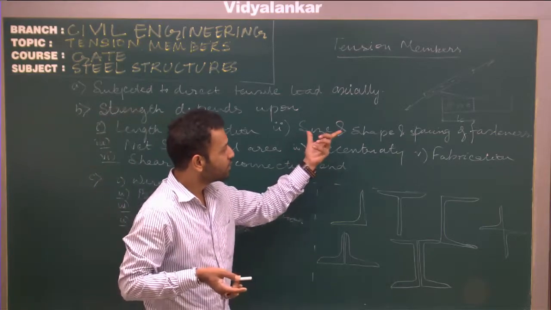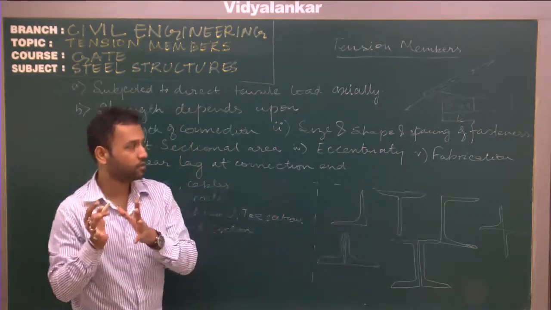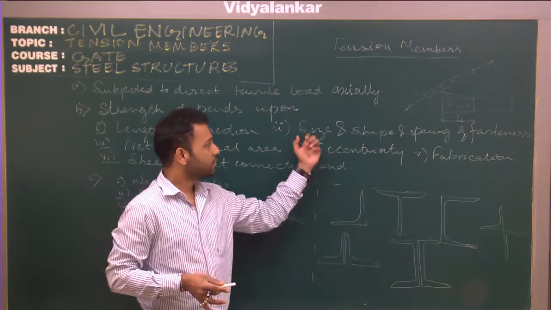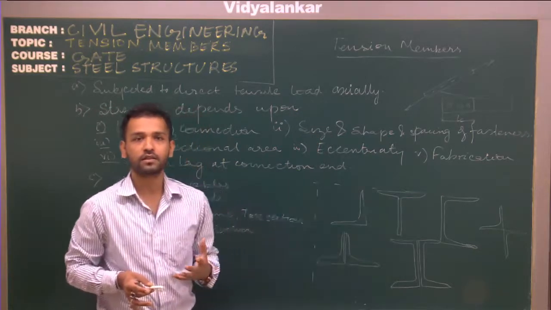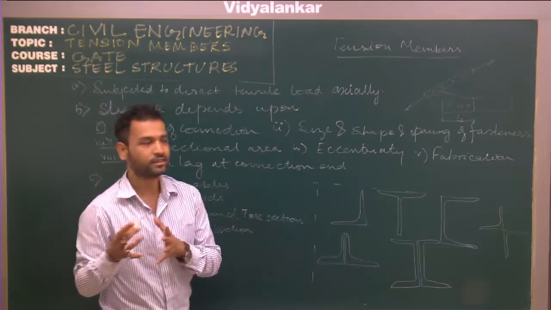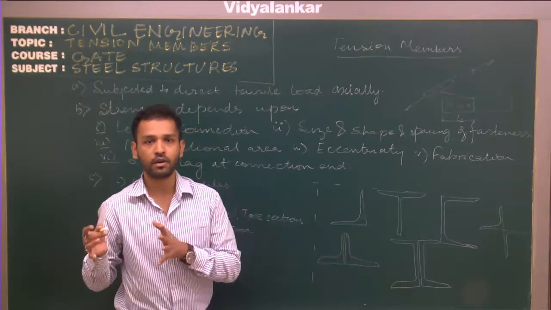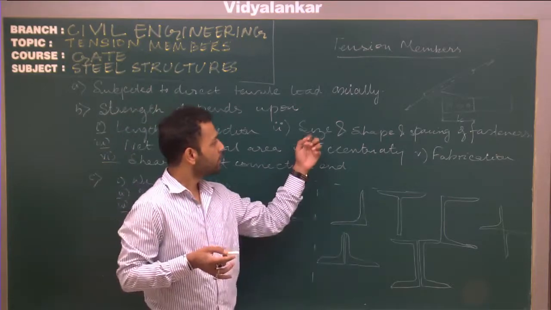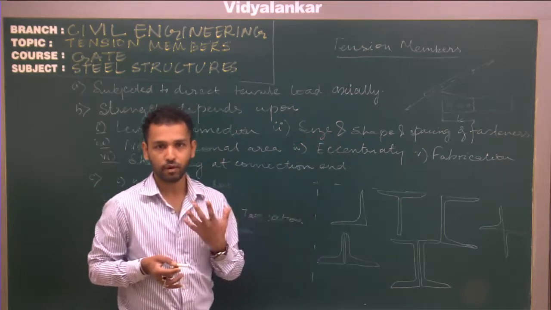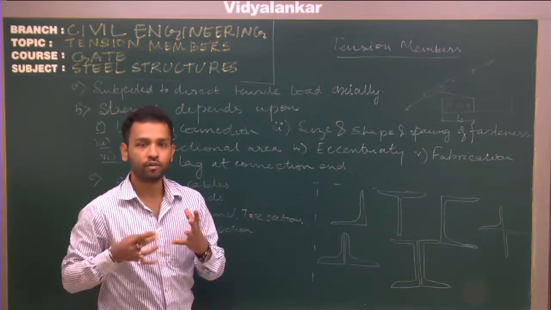Now, size, shape and the spacing of the fasteners. This is a very important part which is indirectly related to the strength of the tension member. Generally we use bolting as fasteners. Riveting is obsolete nowadays. Bolting and welding are the most commonly used kinds of fasteners. Size will refer to the size of the weld as well as the size of the bolting. If the size is more, it means that the hole will be larger.